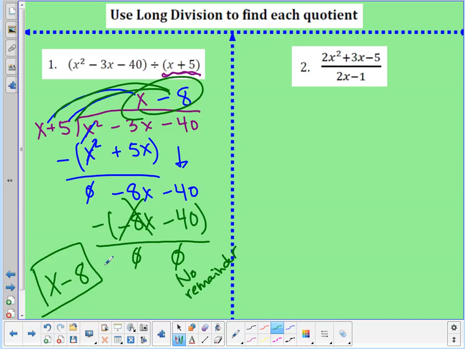Let's try it one more time in number 2. So I have 2x minus 1, that's the outside.